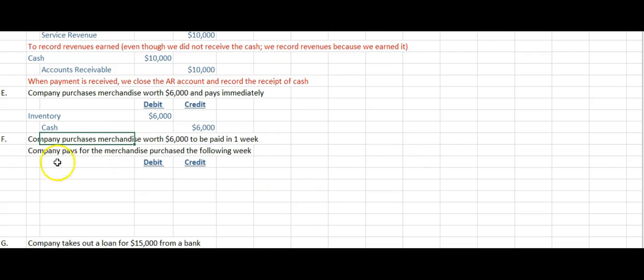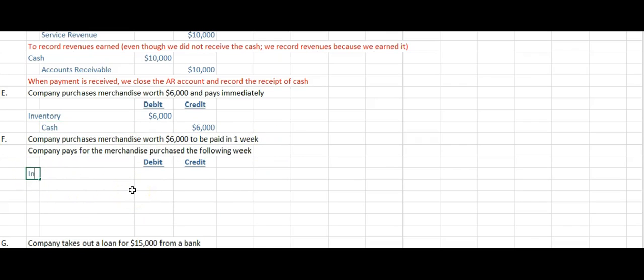Okay, the company pays for the merchandise purchase the following week. Well, if you paid for it, I'm sorry, this is not cash. It says, oh yeah, it pays it immediately. Yes, it is cash. The company purchased merchandise worth $6,000 to be paid in a week.